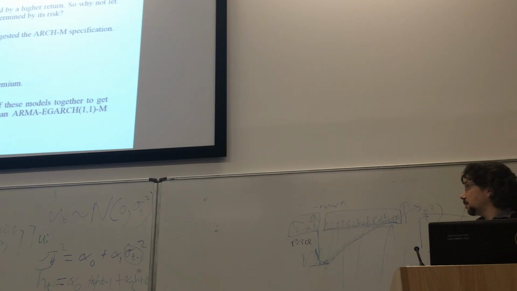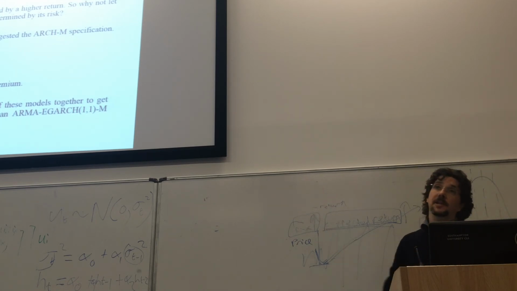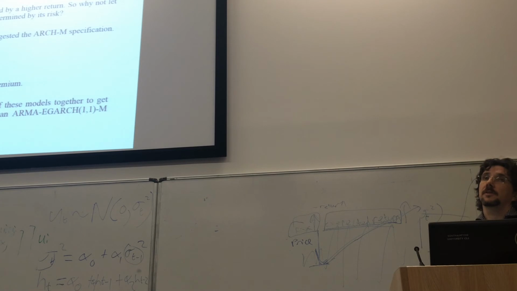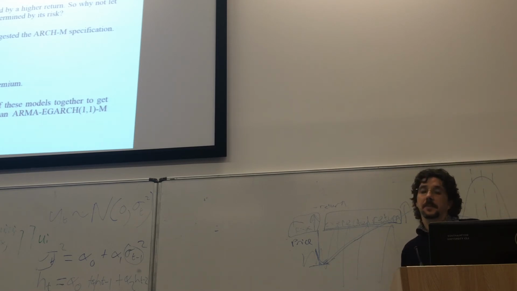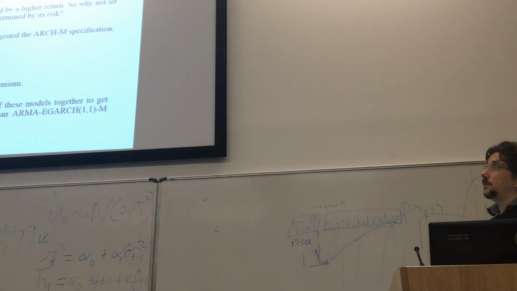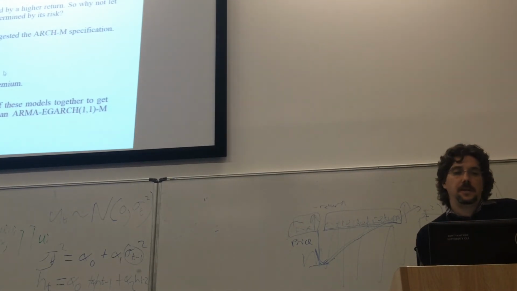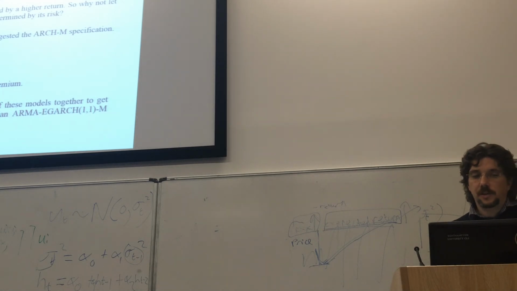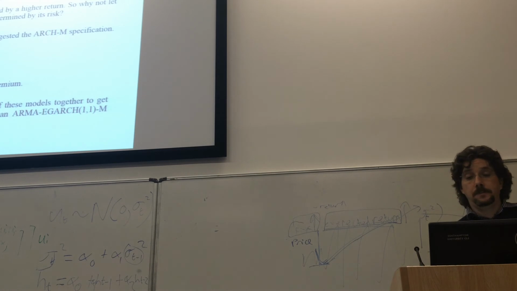So that's why volatility can appear in the return equation. There's a relationship between risk and return, and volatility is often used as a measure of risk. So the Garch in mean basically just has a lagged version of the volatility in the expected return equation.